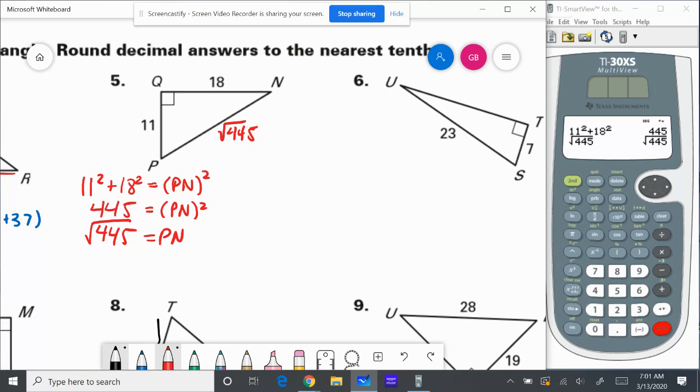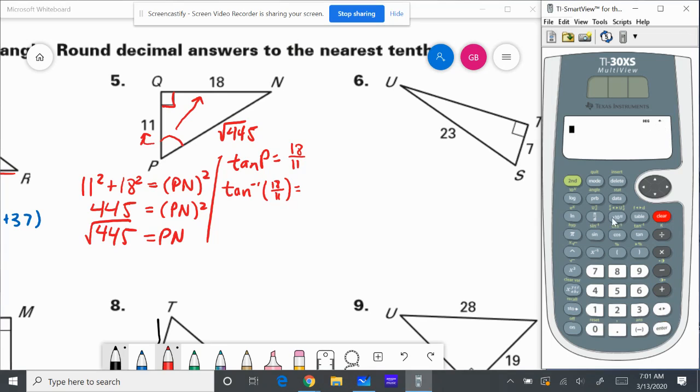Okay, we have all three sides. Now let's find all three angles. We already have the 90-degree angle. Let's try finding angle P. So for angle P, 18 is the opposite side and 11 is the adjacent. So the trig ratio that uses that is going to be the tangent. So the tangent of P is equal to 18 over 11. And to get P by itself, you're going to do inverse tangent of 18 over 11. That's going to give you P.